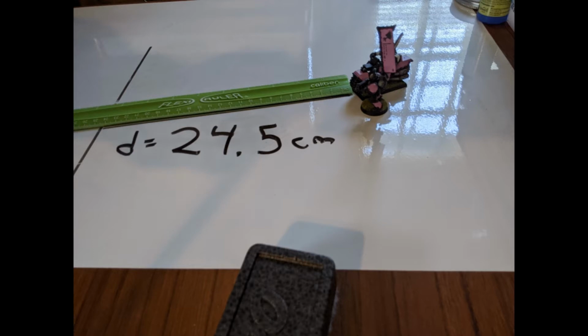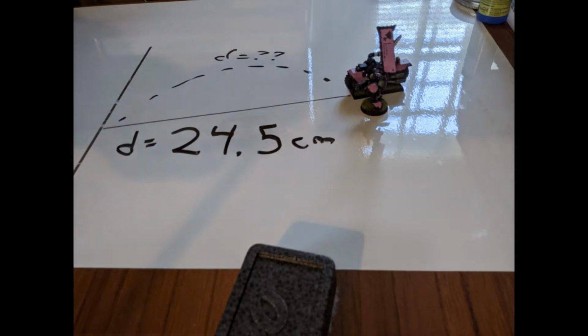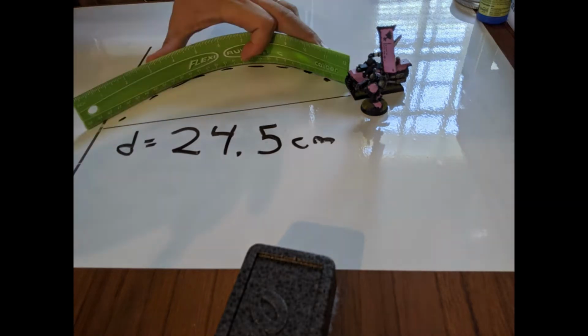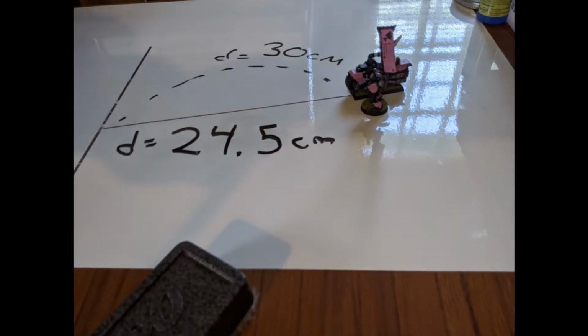The second question is how far did he actually travel? And to answer that we need to take a measurement. Lucky for us, my ruler is bendy and this is easy to do. The distance he traveled is 30 centimeters. So you can see that distance and displacement are two different things.